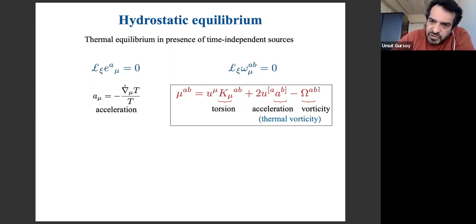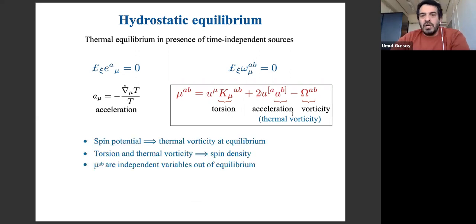So these together can also be written in terms of what is called the thermal vorticity in the system. In the absence of torsion, what we defined as spin chemical potential is precisely what experimentalists understand as thermal vorticity. Okay. So this hydrostatic limit essentially allows you to understand what quantities we are talking about. But formally speaking, mu AB are just independent variables out of equilibrium as well. Those are the quantities that we would like to solve for, and they should approach what is called the thermal vorticity in the limit of hydrostatic equilibrium.